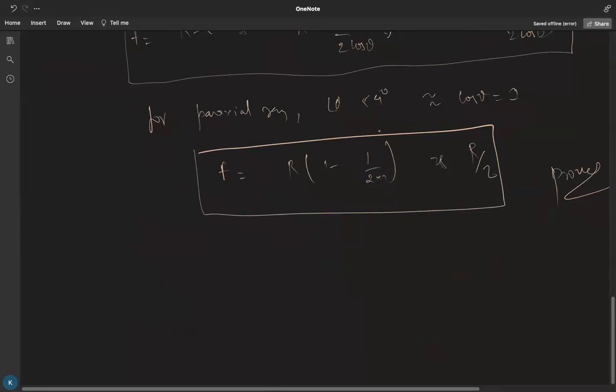So we can write it here, f is equal to R into 1 minus 1 by 2 cos theta. And so we will get f is equal to R by 2, right? And hence it's proved. I hope this will be clear to all of you, right? So we can do one more thing here.